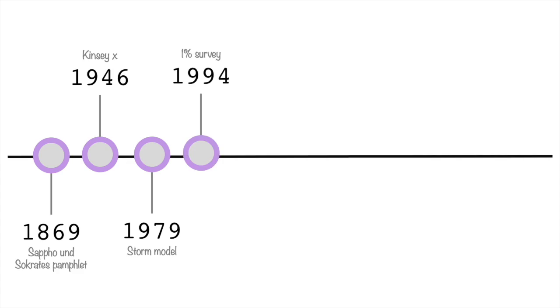In 1994, a survey of almost 19,000 British residents found that 1% had never experienced sexual attraction to anyone at all. This is where we get that 1% figure that we like to throw around so much.